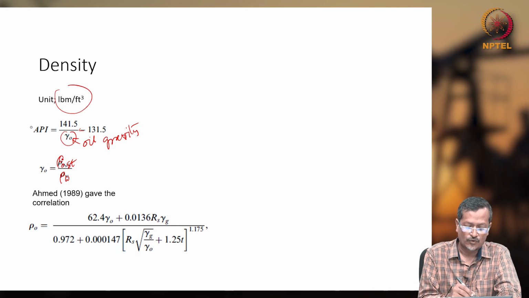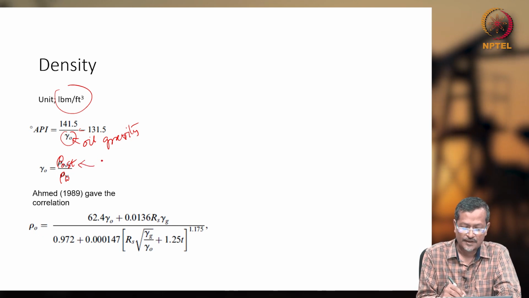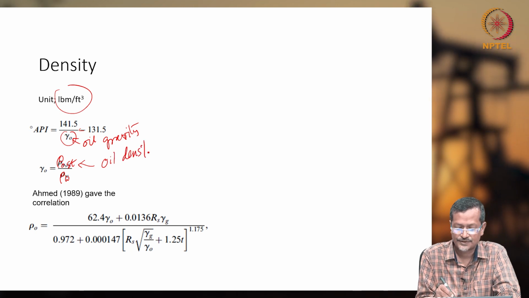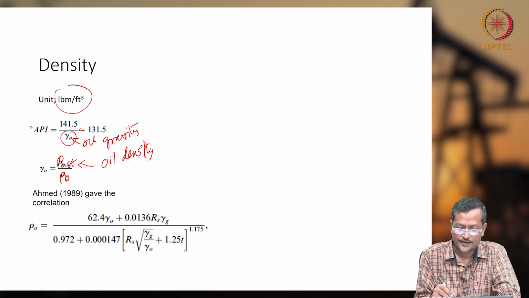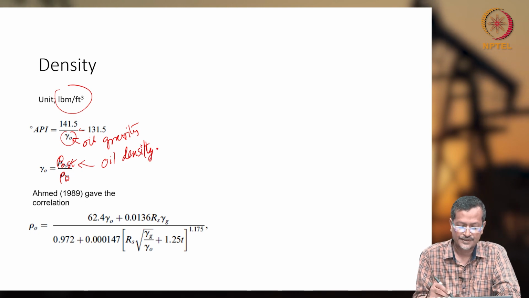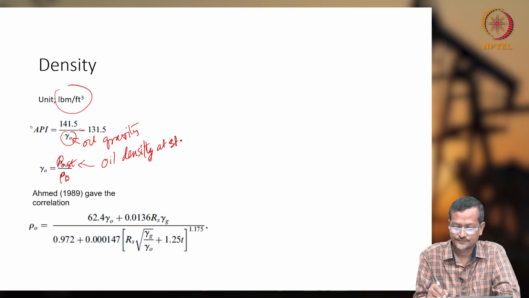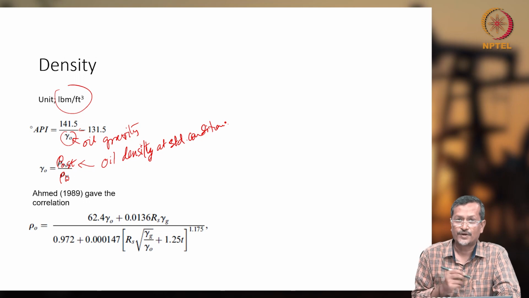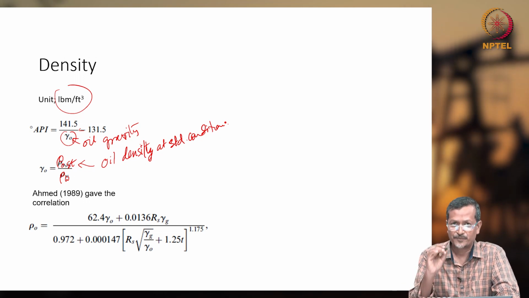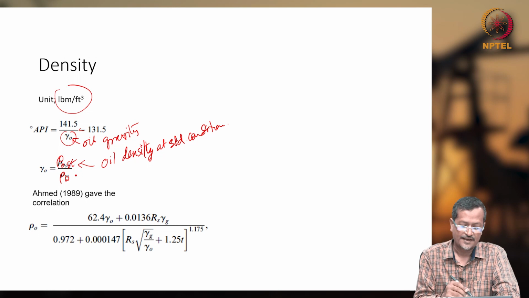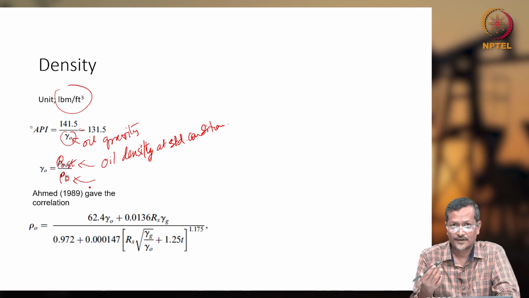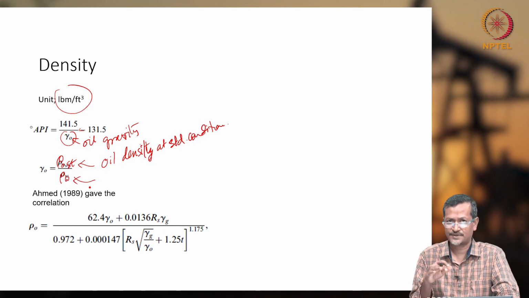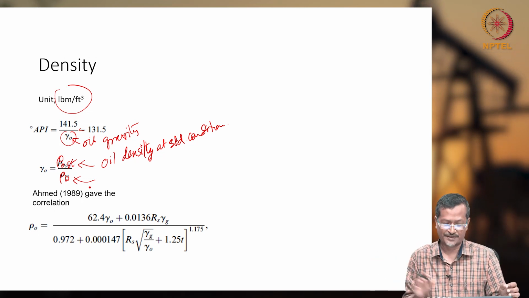Gravity and rho oil ST means oil density at standard condition. What is standard condition? Again, I am repeating: 14.7 psi, 60 degrees Fahrenheit. And rho water is water density, and this is also at standard condition. Water, normally we assume, is an almost fixed density, 1000 kg per meter cube, right?